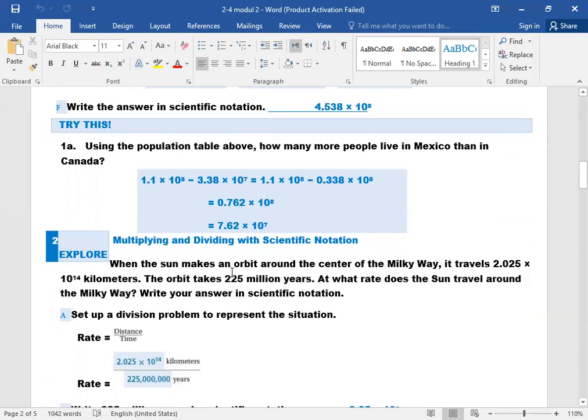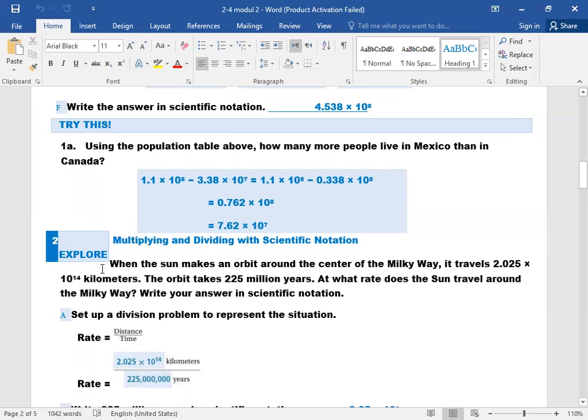When the sun makes an orbit around the center of the Milky Way, it travels 2.025 times 10 to the power of 14 kilometers. The orbit takes 225 million years. At what rate? Remember that the rate equals distance over time. So at what rate does the sun travel around the Milky Way?